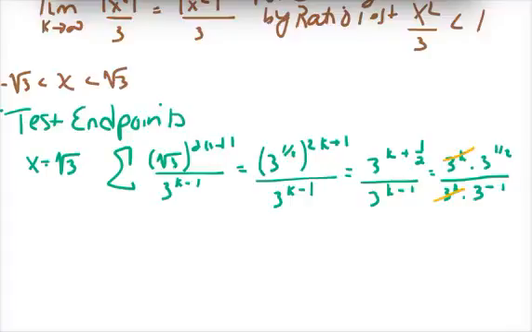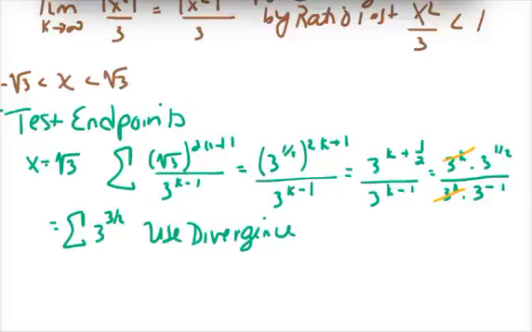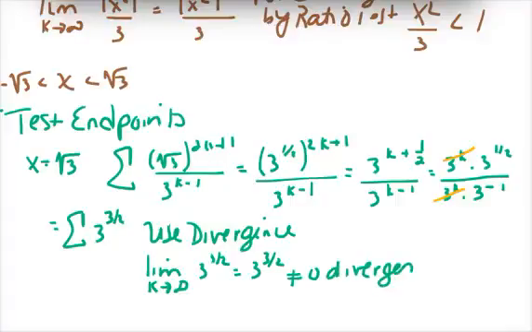And what I'm left with is the sum of 3^(3/2), which, let's use the divergence test in this case. I'm going to use the divergence test. The limit as k goes to infinity of 3^(3/2) is equal to 3^(3/2), which does not equal 0, so it diverges by the divergence test. Okay, so that endpoint is not included.